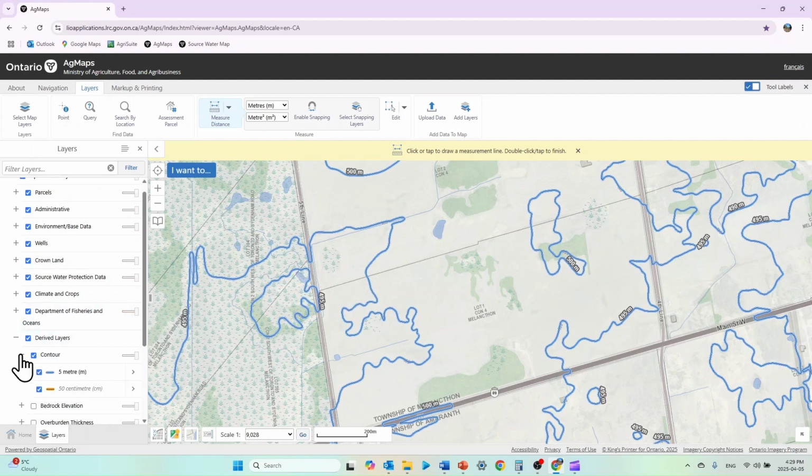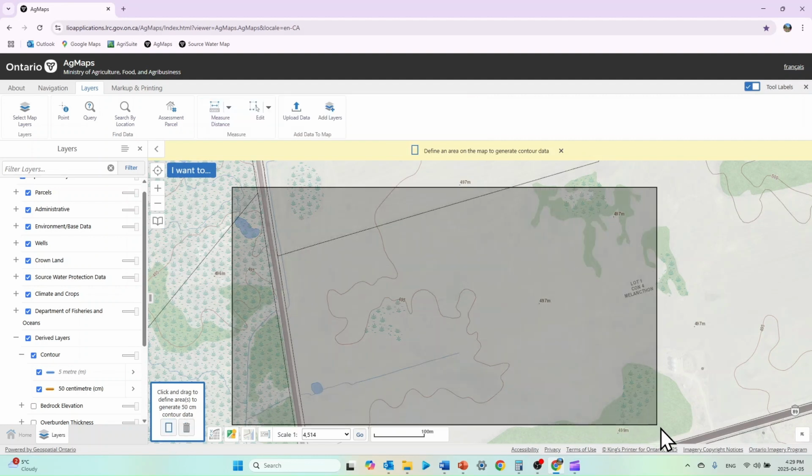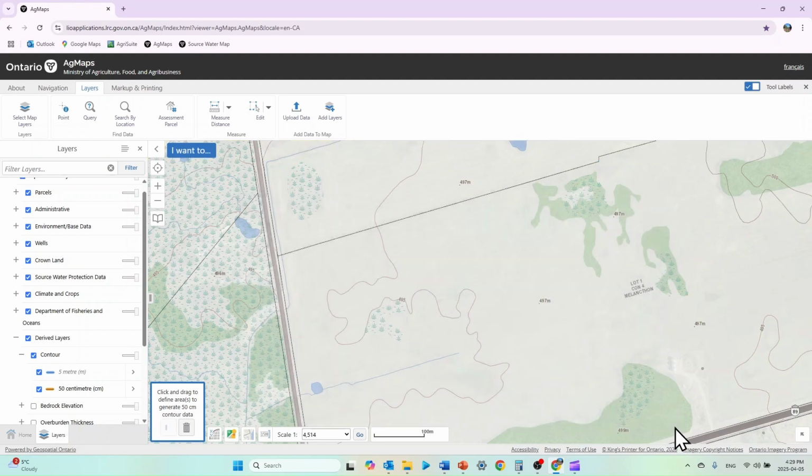But if you look for a little bit more options, and then you zoom way close, this box down here pops up. It says click and drag to define areas to generate 50 centimeter contour data. So because there's not a whole lot of contour lines in here, maybe we want a little more detail as to what the slope is doing in this corner with all this surface water. So we're going to use that selection box. We're going to select the area we want, and it's just generating those finer, smaller 50 centimeter contour lines.